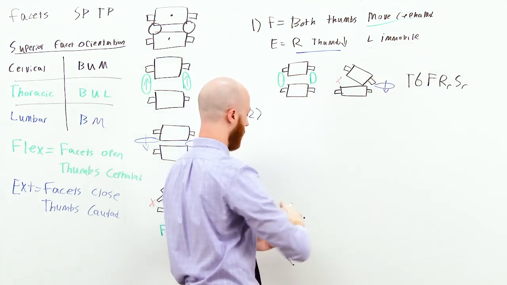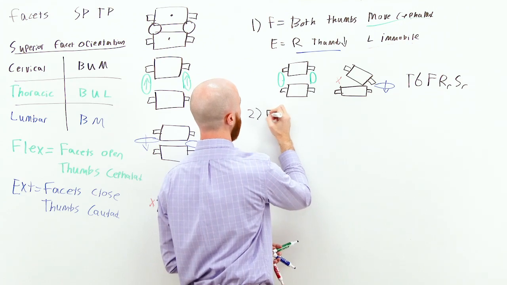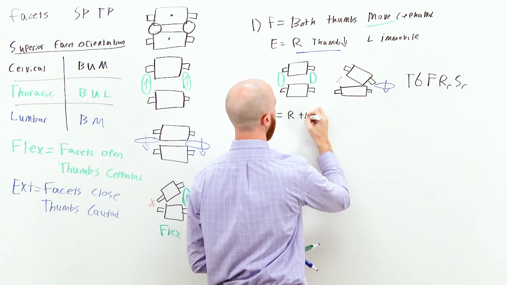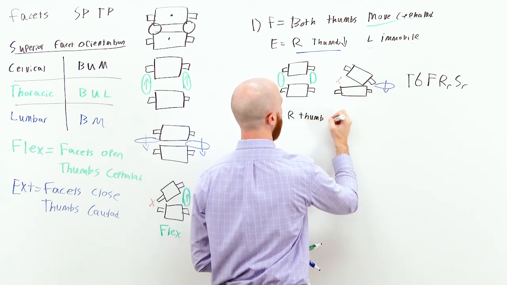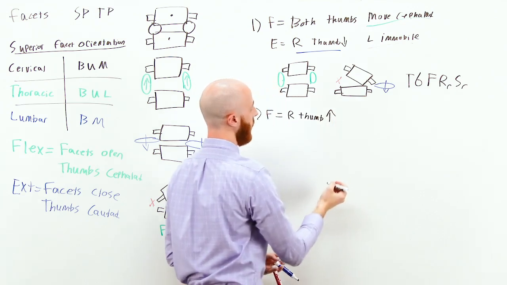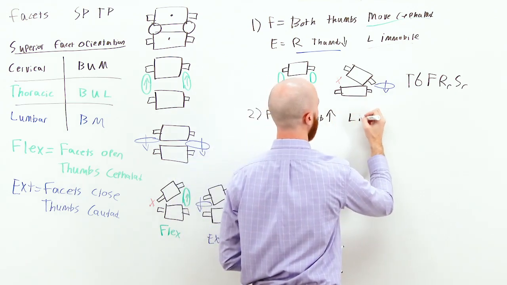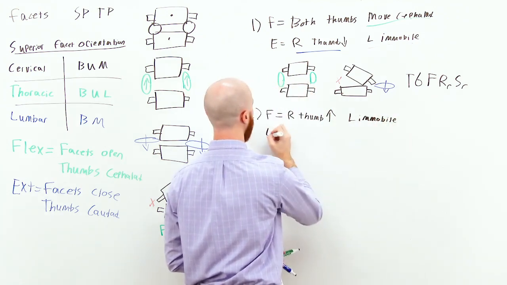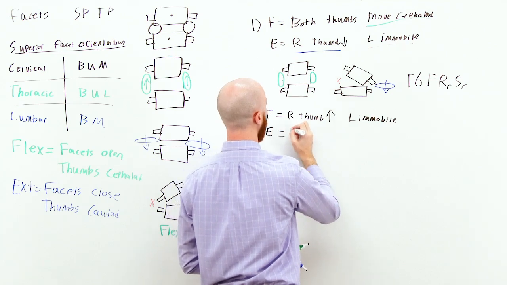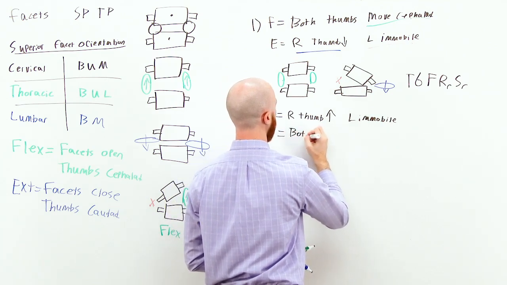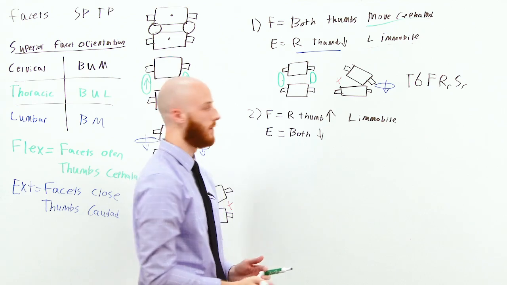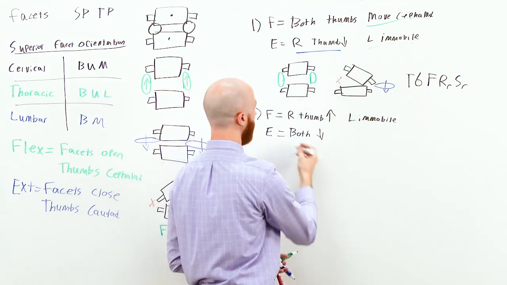So for number 2, let's say that in flexion, the right thumb moves upward like it normally should, but the left side stays immobile. And during extension, both thumbs move down normally. So what's the diagnosis? So we're going to do what we just did. We're going to draw it out.